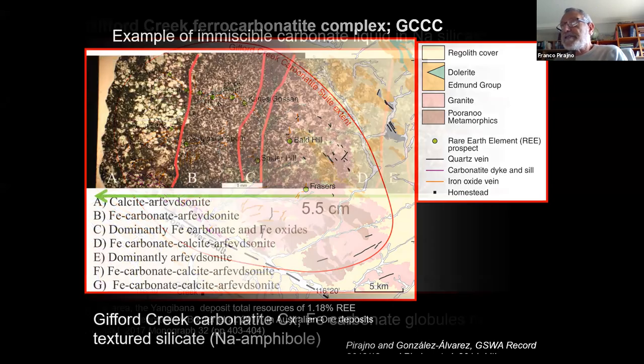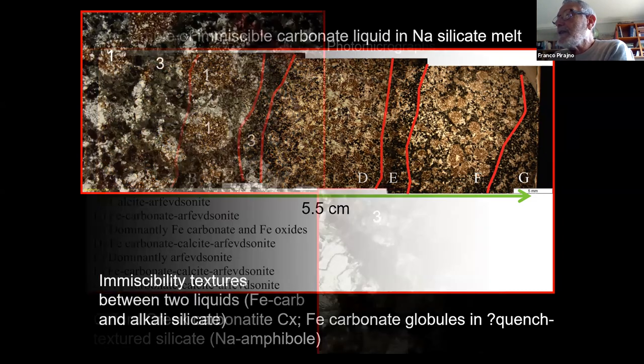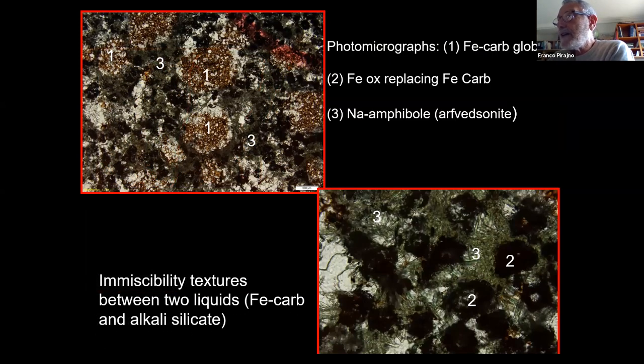Now, the other thing which is very interesting is the example of immiscible carbonate liquid in sodium silicate. But the important thing to realize is that this is only a thin section, so look at the dynamics of this material. This one comes in, and the next one, and the next one. It's extremely dynamic. What we see here is effectively calcite, ankerite, iron carbonate, and so on. The purpose of showing this is that the carbonate globules are coming very, very quickly. This is a photomicrograph of a carbonate globule. In these textures, we have two liquids, iron carbonate and a silicate.